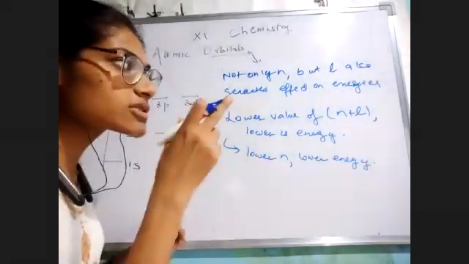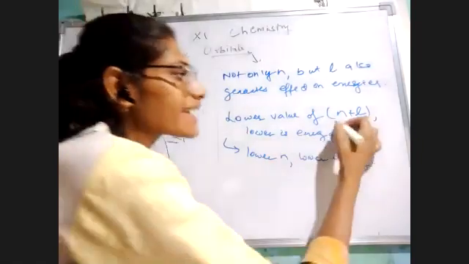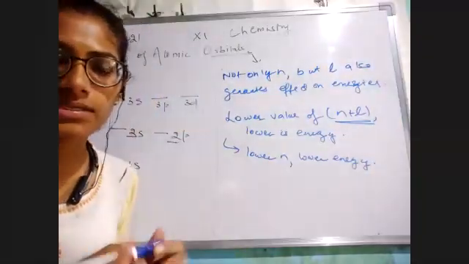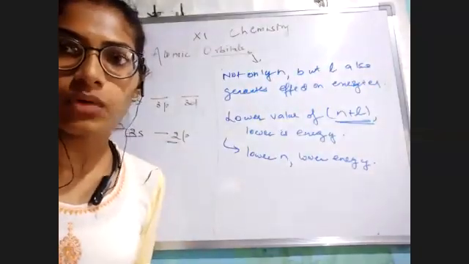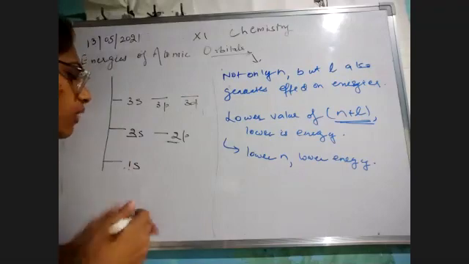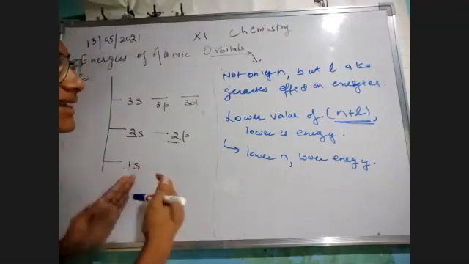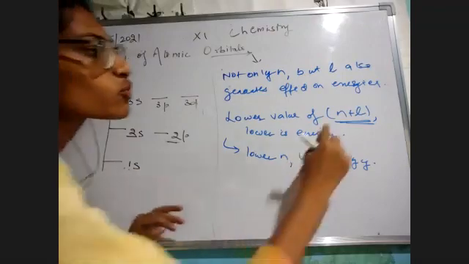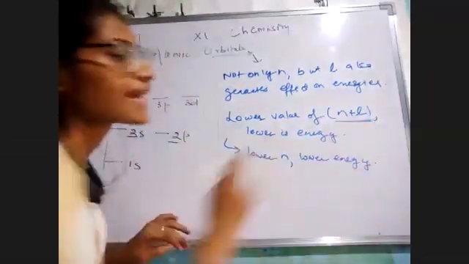And this case is only happening when the n plus L value would be the same for two atomic orbitals. So just keep that in your mind. Okay, now we have all studied this. So our diagram has been completely changed, totally changed due to the effect of this n plus L value.